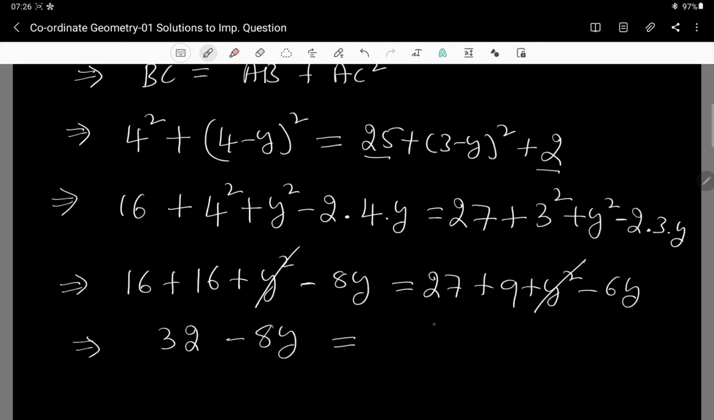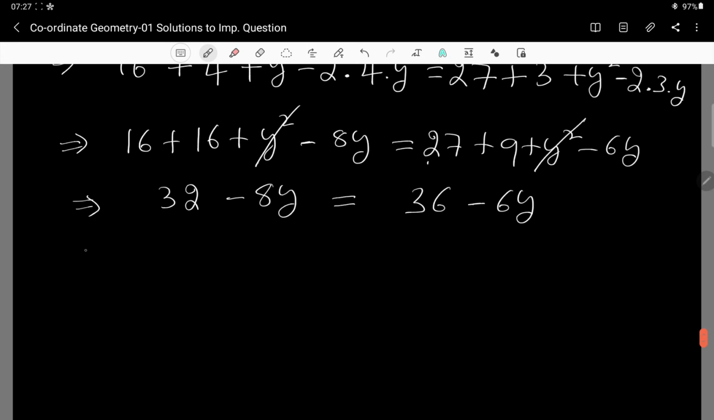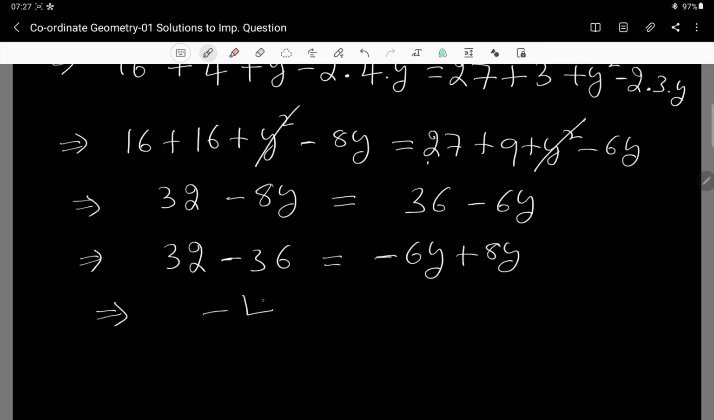It becomes 27 plus 9. So 27 plus 9 is 7 plus 9 is 16, 1 is the carry, 36. 36 minus 6y. All right, so let me keep 32 here and bring 36 this side, it becomes minus 36, and that is equal to minus 6y plus 8y. So this is equal to minus 4 and is equal to 2y.